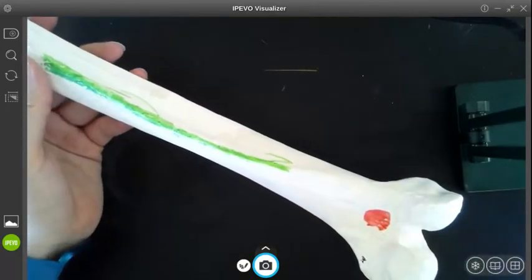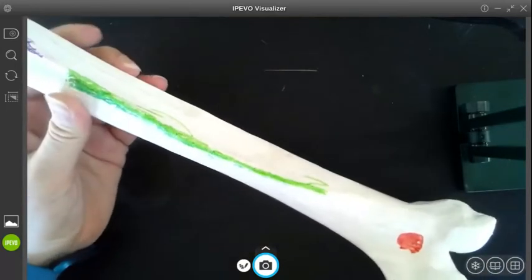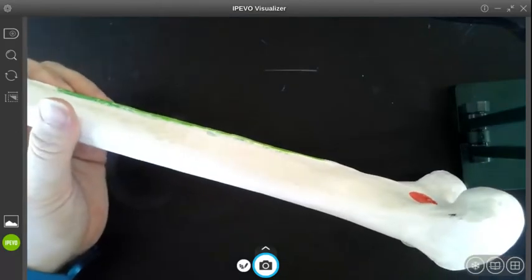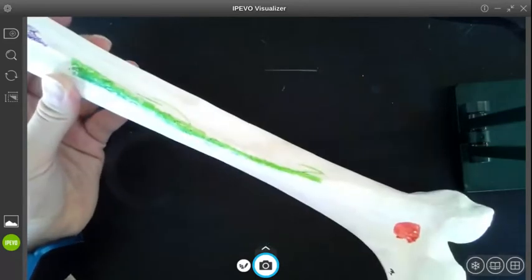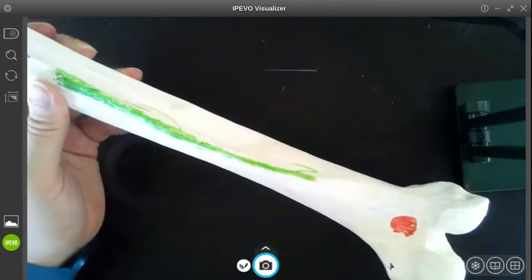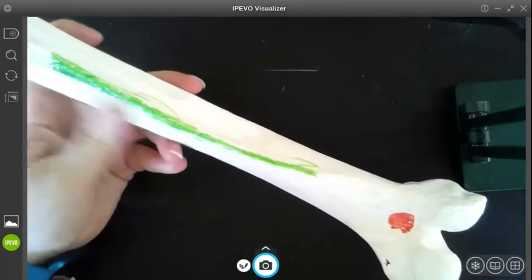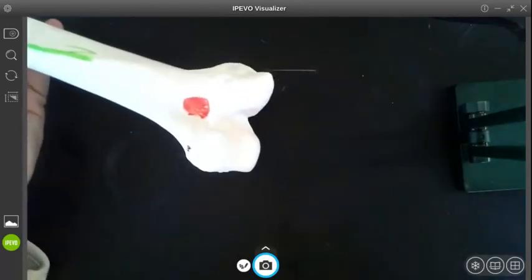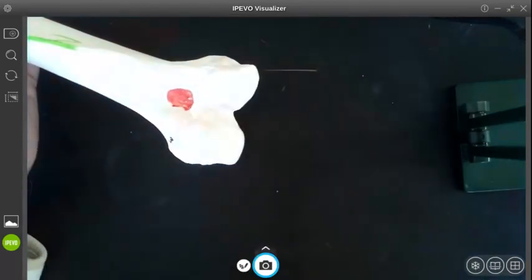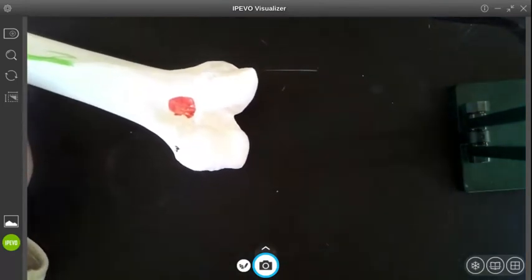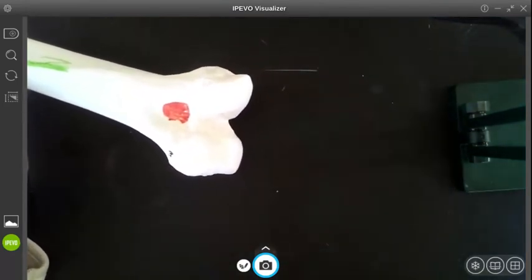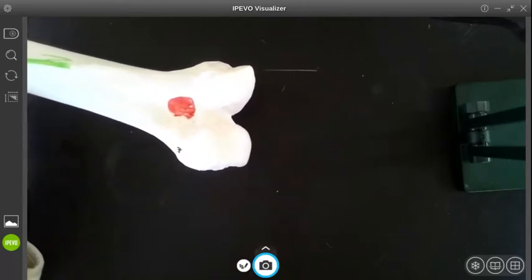Now down the shaft of the femur, we actually have what's called the linea aspera. So if I kind of rotate it, you can see there is a ridge on the femur itself. That's where a lot of the major muscle groups actually attach to the femur, linea aspera. Down here, this is the back of the knee. If we remember our body regions, we know that the back of the knee is called the popliteal. So this is called the popliteal surface.